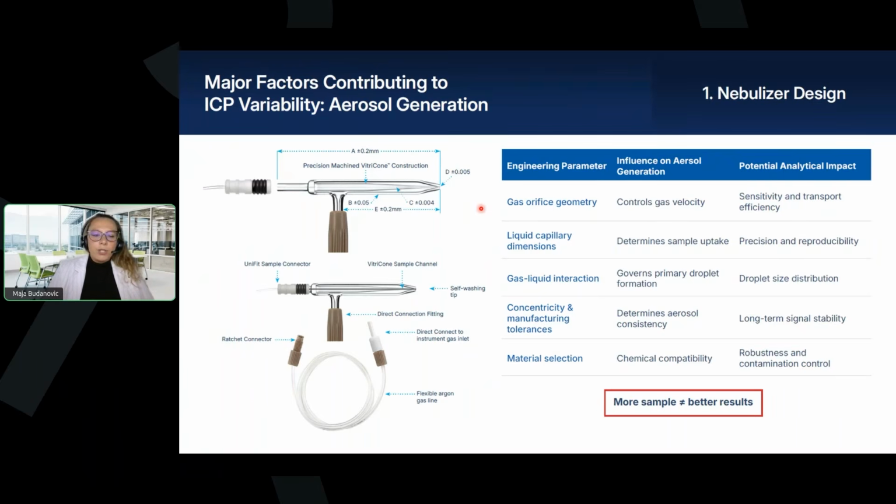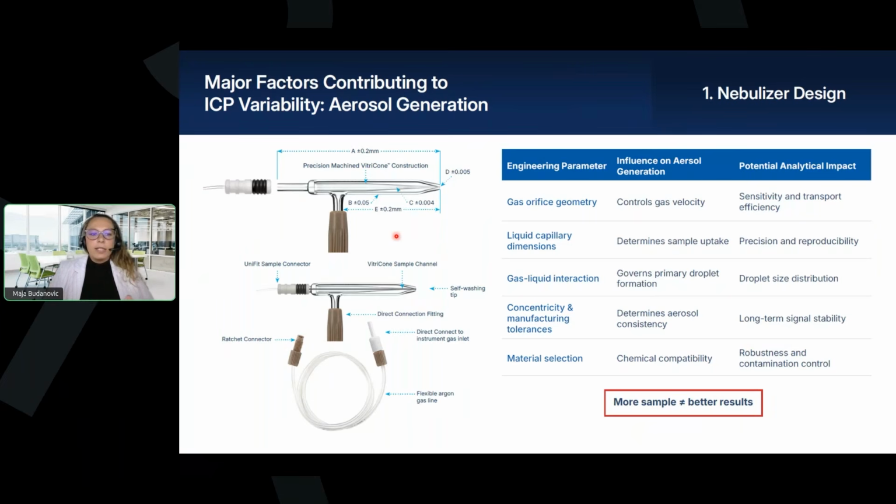Here we can look a little bit more into the design parameters of the nebulizer that influence the primary aerosol generation, such as the gas orifice geometry that will control the gas velocity of the argon entering the nebulizer and eventually affect the sensitivity and the transport efficiency. This high gas velocity creates the shear forces that are required to break the liquid into droplets. And any small differences in this gas orifice geometry can significantly affect droplet size distribution.